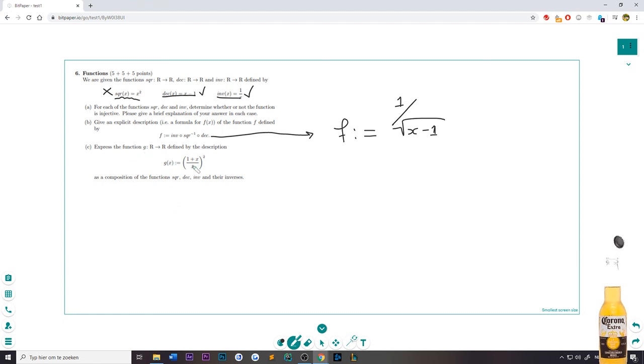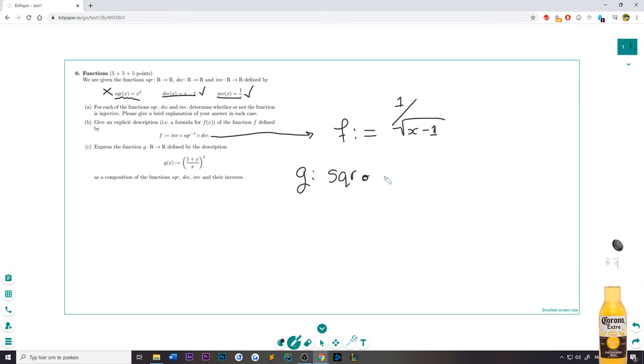Yeah. So then finally we have to express the function g from R to R defined by the description here, and we have to write it as a composition of the functions, these ones, and their inverses, right? Well, first of all, we see the square root here, right? Then we have 1 plus x over x. So I think then what we get is inverse. Does that make sense? No, it does not make sense.